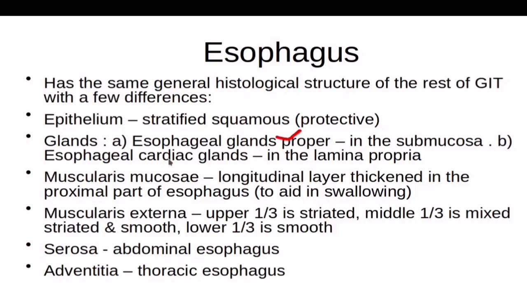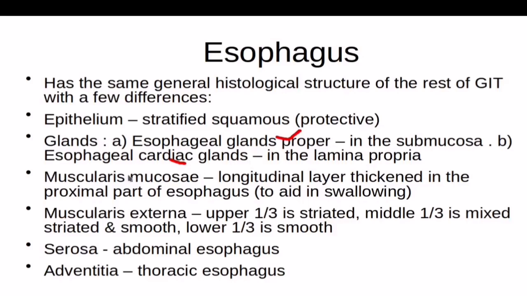But the esophageal cardiac glands, which lie in the lamina propria in the terminal portion of the esophagus, right? These ones will offer protection. In fact, they will neutralize the contents in the event of gastroesophageal reflux. They will neutralize those contents.